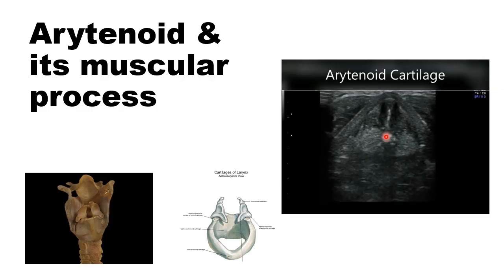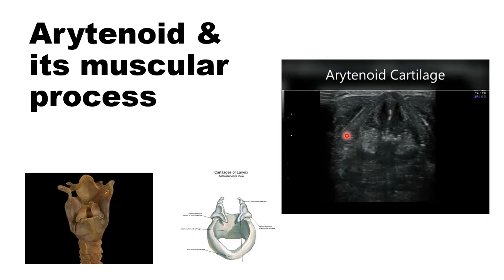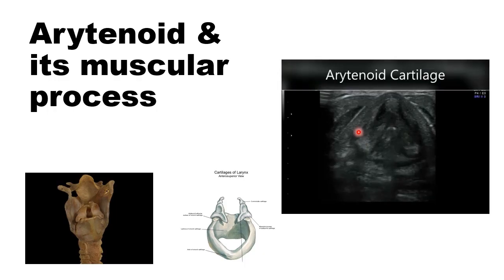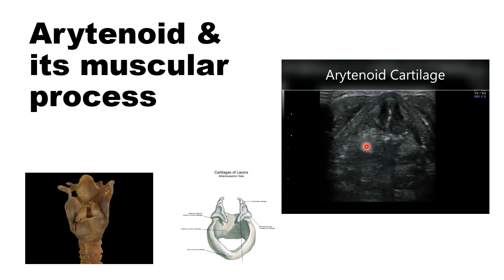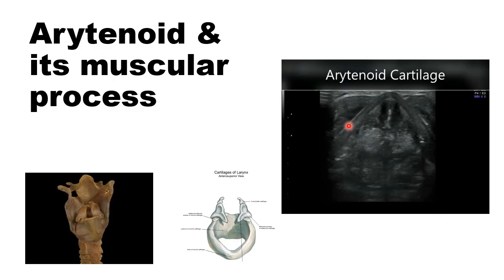The original older versions of arytenoid surgery approached the arytenoid by removing the posterior part of the thyroid ala, and that gave a direct, wide access to the arytenoid. The modern keyhole techniques would approach the arytenoid cartilage, the muscular process, and the lateral cricoarytenoid through a small window, a tiny window created in the thyroid cartilage at this area just in front of the oblique line of the thyroid.